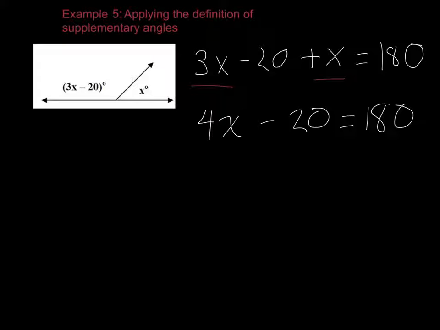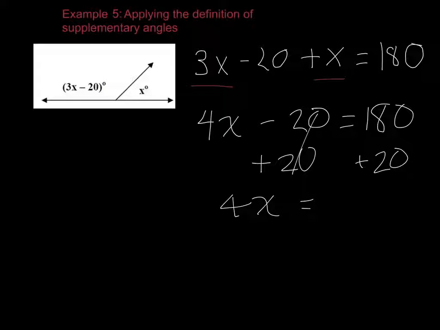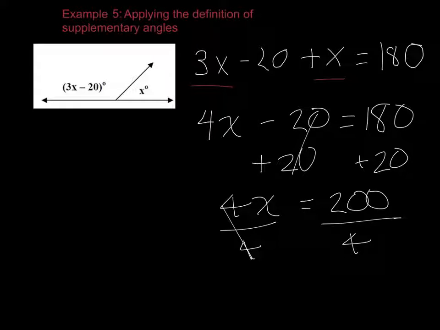All right, now we just have a simple two-step equation. So we want to add 20 to both sides to eliminate our constant term. So we get that 4x is equal to 200. And then we want to divide both sides by 4. We know 20 divided by 4 is 5. Therefore, 200 divided by 4 is 50. So x is 50 degrees. And if we're thinking about that, that means our other angle must be 130 degrees. So again, those are supplementary.